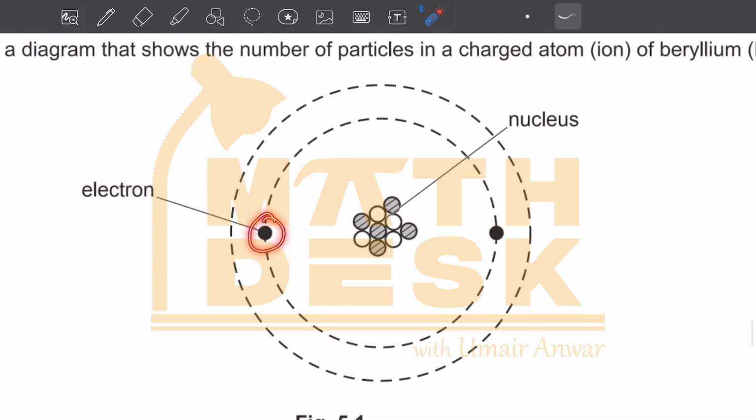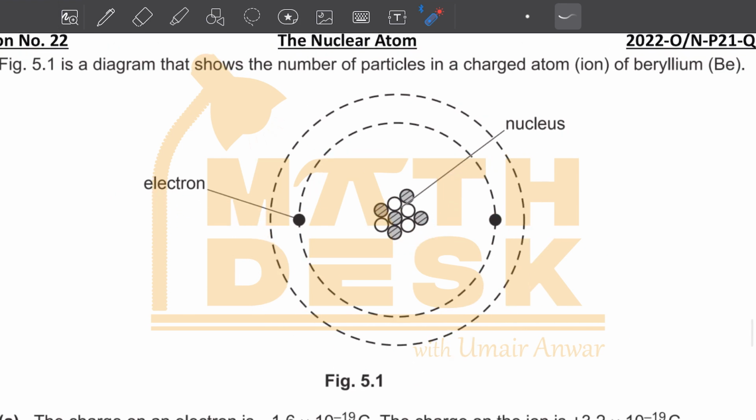We have 2 electrons in the first shell. Then there is a second shell which is empty because beryllium has lost 2 electrons. Otherwise there would have been 2 electrons in the first shell and 2 electrons in the second shell also.